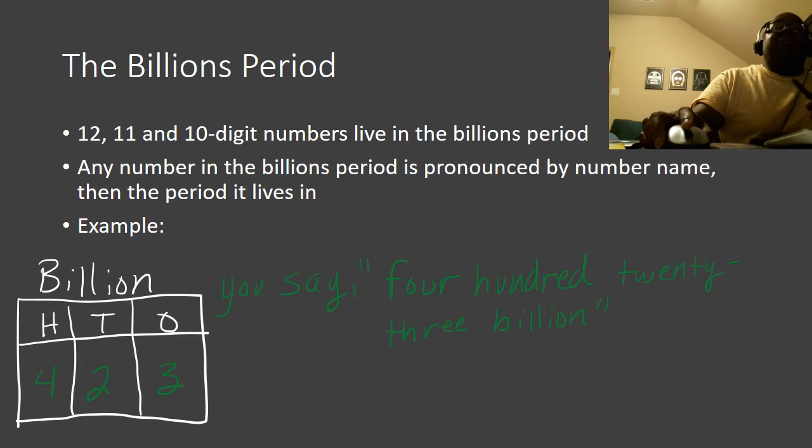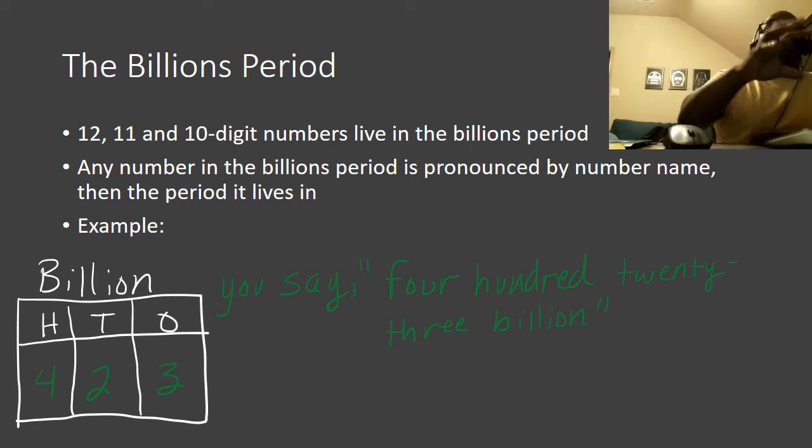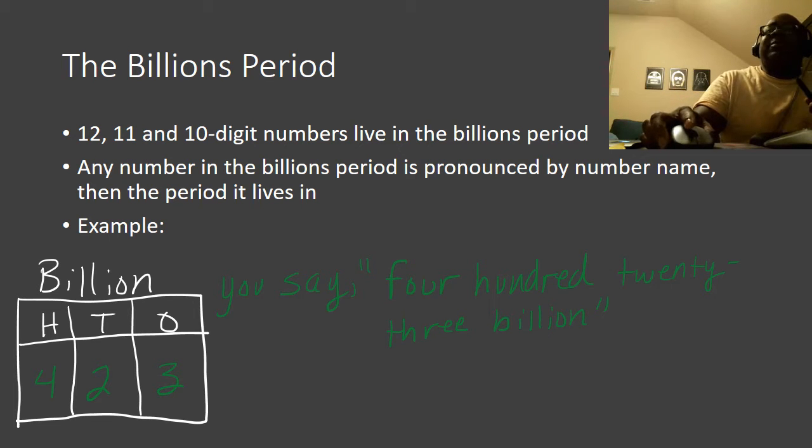Now let's go to our next place value period. Remember, we're going to be stretching this period out a little bit later, but this is all that we're going to be concerned about right now. Our next period is the billions period. This is where we have our 12, 11, and 10-digit numbers. They're all going to be in the billions period. Same thing like the thousands, same thing like the millions. Any number in the billions period is pronounced by number name, then the period that it lives in, or the period name. Again, on your feet.